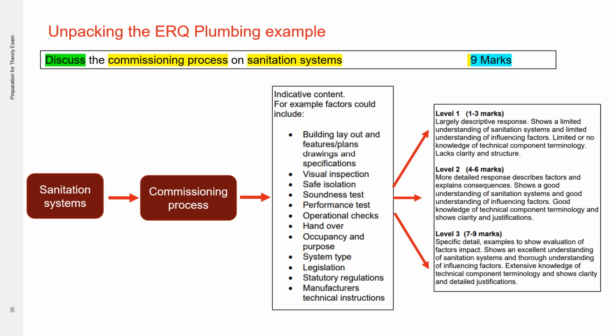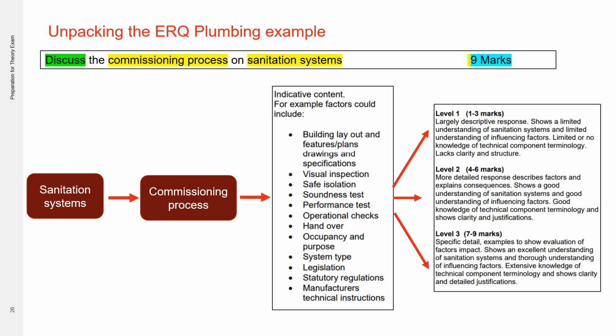Our final question relating to plumbing level 3 shows a discuss question, and we have broken this down into a sequence. The verb highlighted in green is discuss, and the key points are commissioning and sanitation. This may sound straightforward, but feedback from the report suggests that learners didn't always relate the actual system to their responses. So first of all, identify that it's sanitation systems, and you are required to consider the commissioning process.